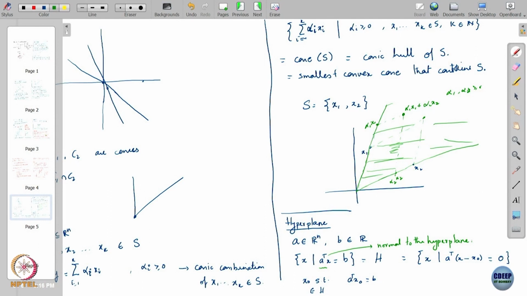Because the hyperplane can be written in this form, x such that A transpose (x minus x0) equals 0, that also means that the hyperplane is actually nothing but x0 plus A perp. What is A perp? A perp is that subspace which is perpendicular to A. So, it is the orthogonal complement of A, the entire subspace which is perpendicular to A.